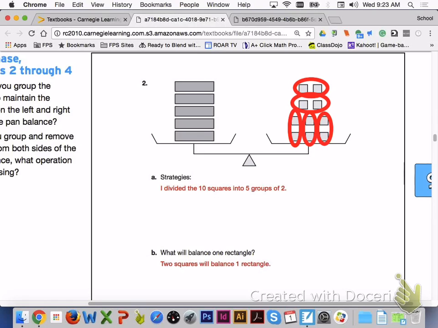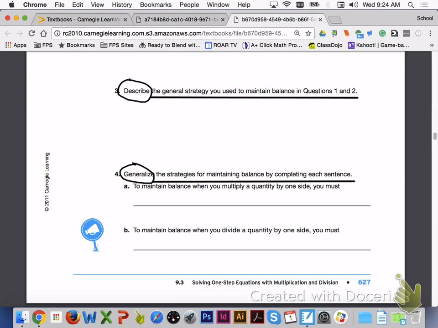For number 2, letter A, you can divide the 10 squares into 5 equal-sized groups of 2. For letter B, 2 squares will balance 1 rectangle. Please answer number 3 and number 4, letters A and B, with your group members.